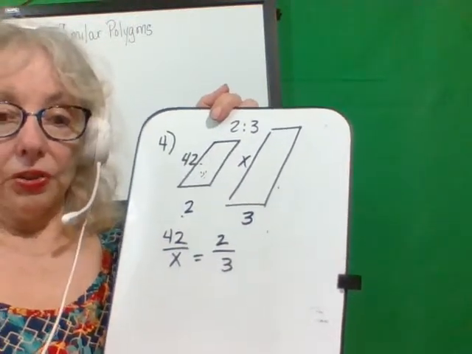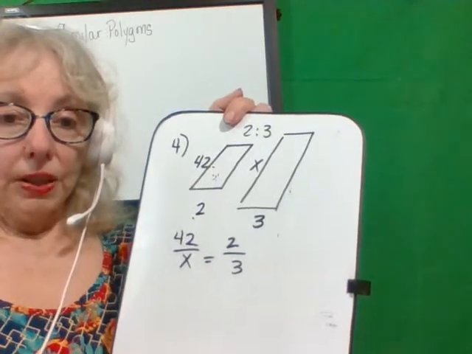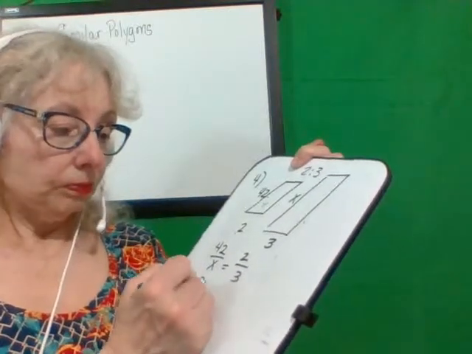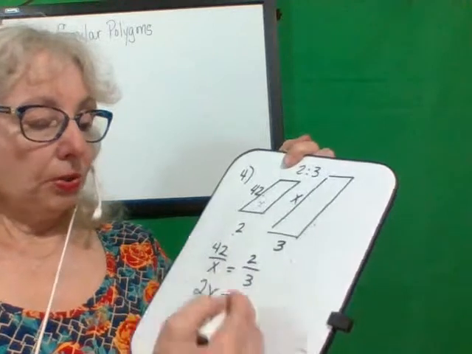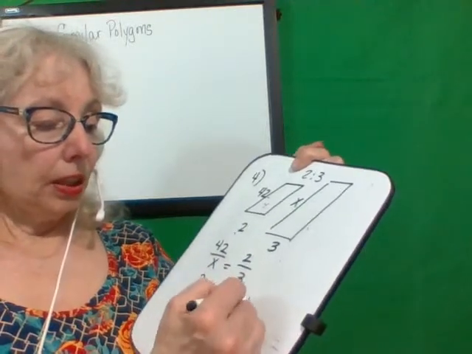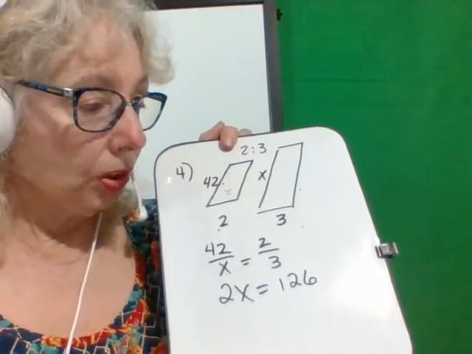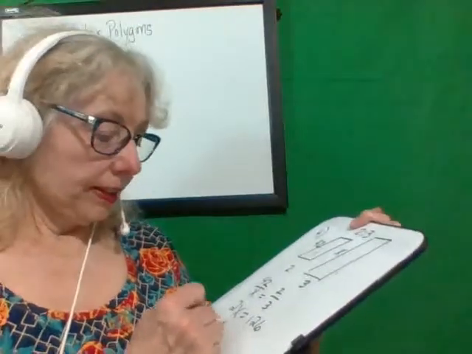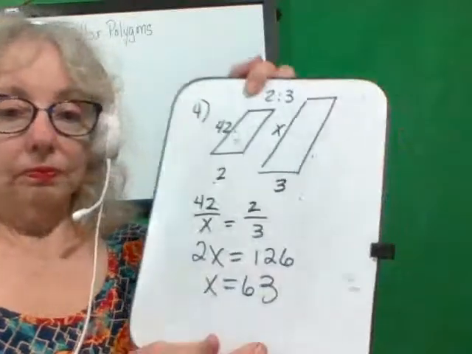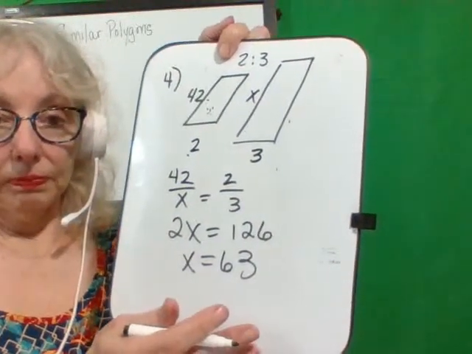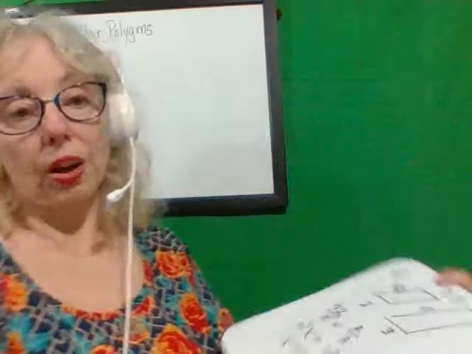So now I can just solve it. 2x is equal to 3 times 42, which is 126. Now, if I divide by 2, x is equal to 63. And we've solved our equation. And we've answered the problem. We've answered the question. It's just because all they did was say find x.